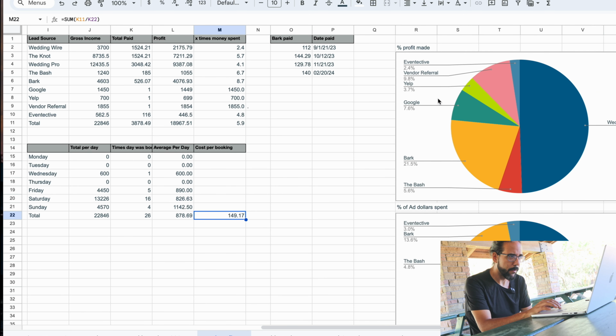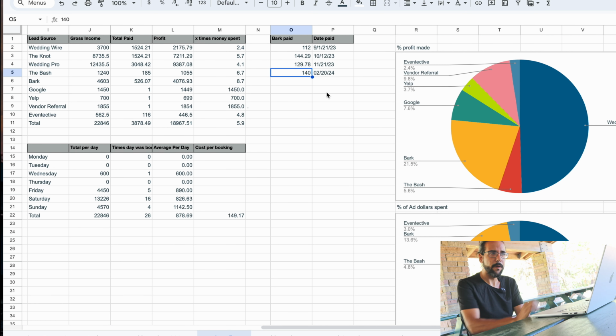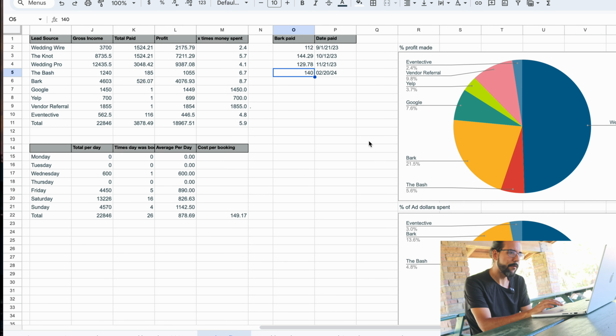Here's a breakdown of the different payments that I made on Bark. I started off at only $112. I haven't paid more than $150. I usually wait for the half off subscription packs, and they usually come about once every month, every 6 weeks they'll send one out. That's usually when I'll jump on the half off, and it ends up being about $1 per credit, which is something like $8, $9 per lead that I reach out to.